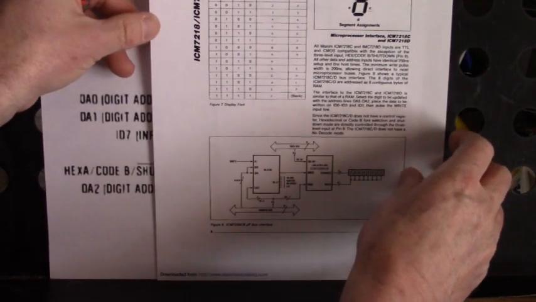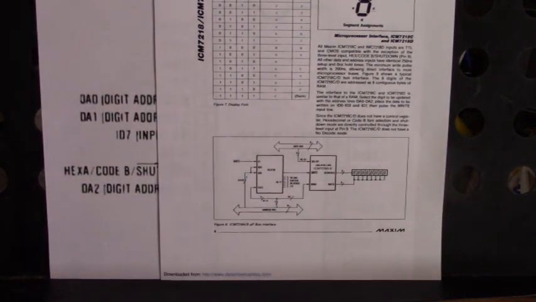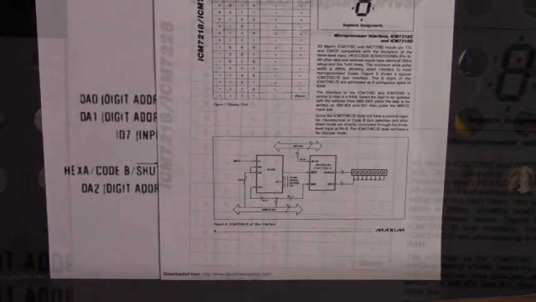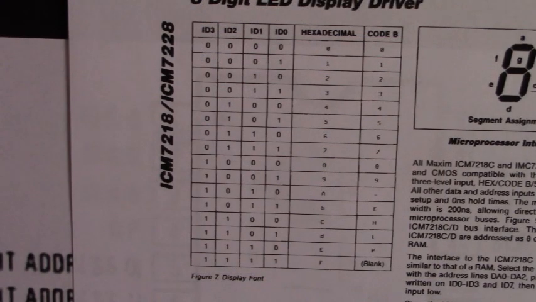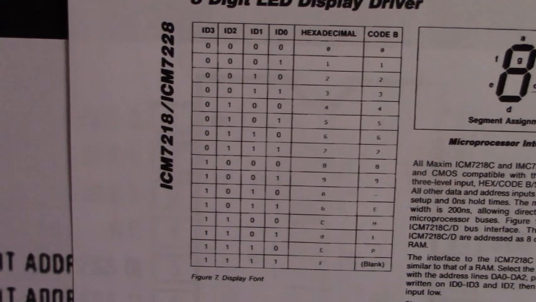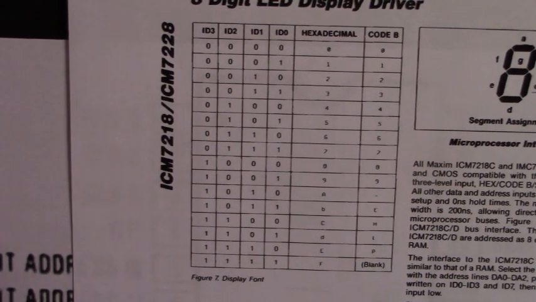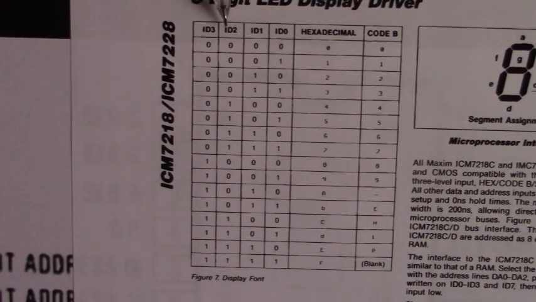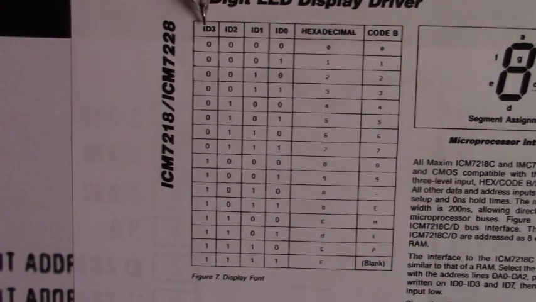Alright, I'm going to have to move the camera up so y'all can see that and get closer. I don't know if you can see that, so I'm going to go through it with you. Here's input data 0, input data 1, input data 2, and input data 3. It's getting dark outside. We might have to do this tomorrow.